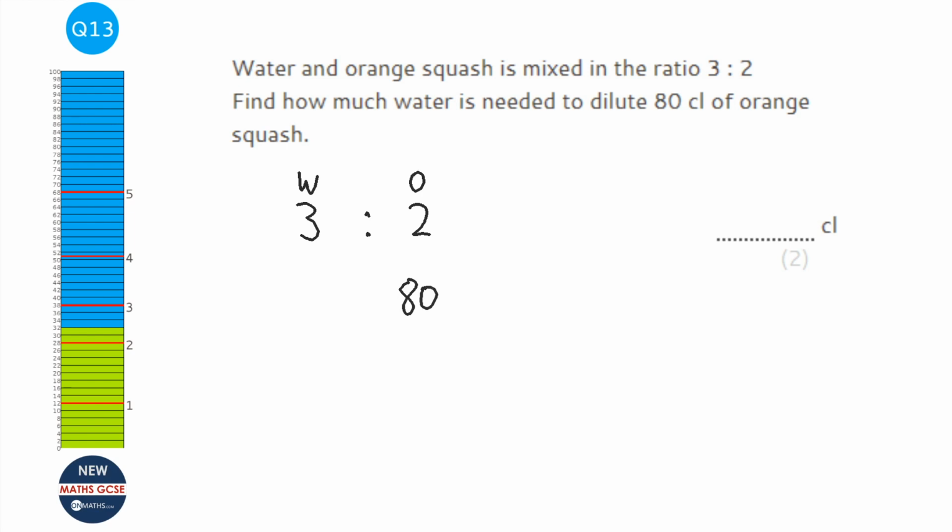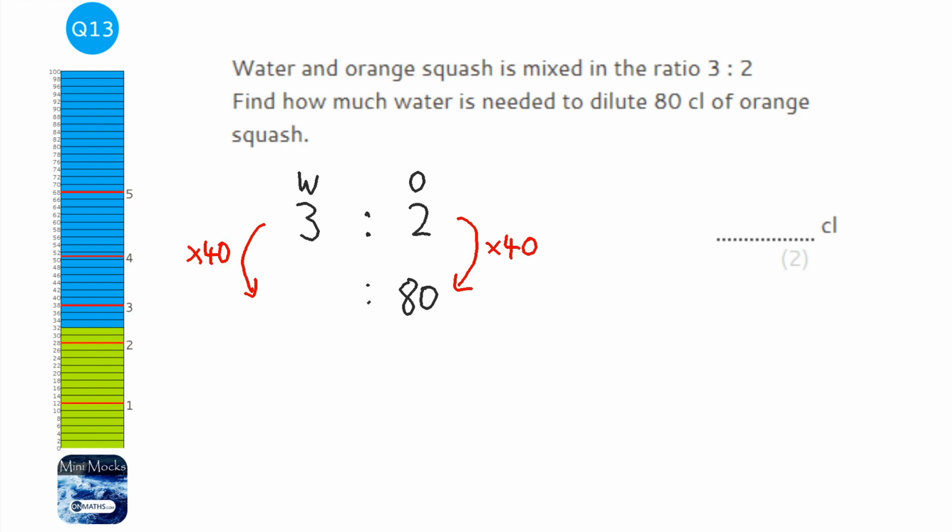So the first thing you need to think about is how do you get from 2 to 80? Well, I could do 80 divided by 2, but I think we just know it's times 40. So whatever you do to that side, you have to do to this side. So we're going to have to times that by 40 as well.